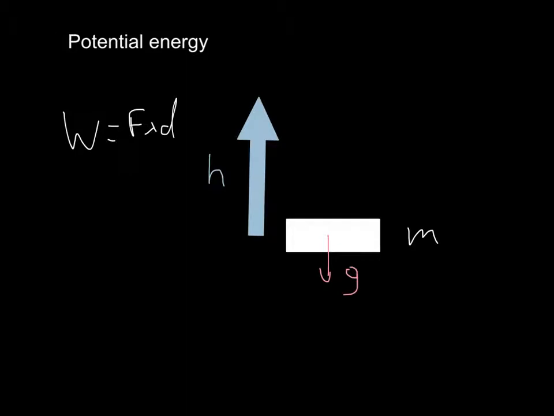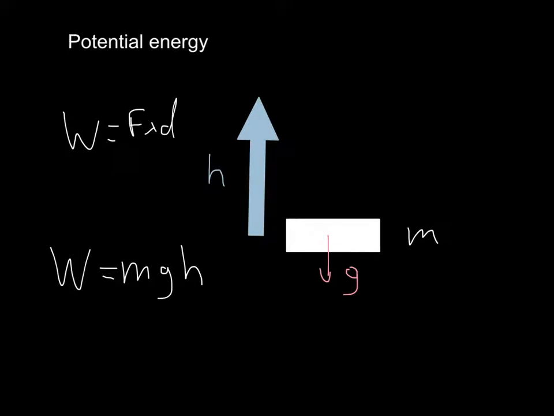Therefore, the work that we need to do in order to lift this a distance h is the force, which, remember, is mg, the weight of this thing. And remember that the weight is not the mass. The weight is mass times the acceleration of gravity, which is 10 meters per second squared. So mg, and then times the distance, which is h. So mgh. That's the work that I have to do in order to lift this box from here to here.